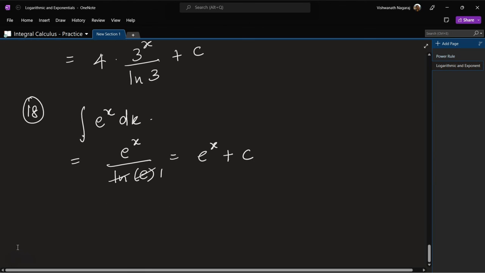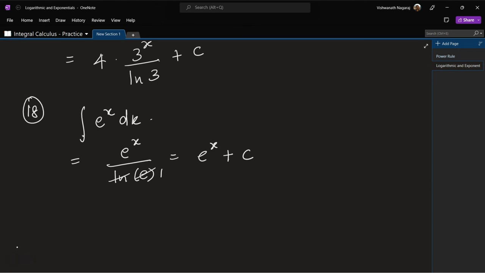So that is logarithmic and exponential integration. We'll look at more complicated ones in a future session.